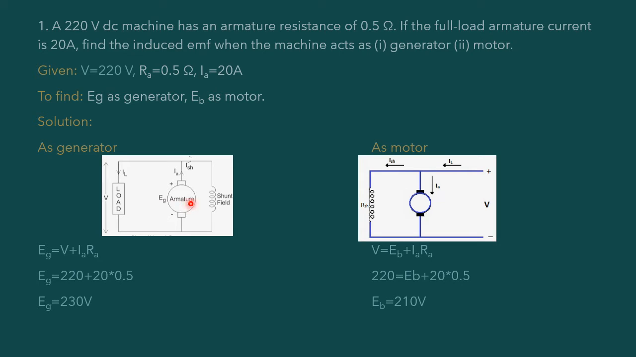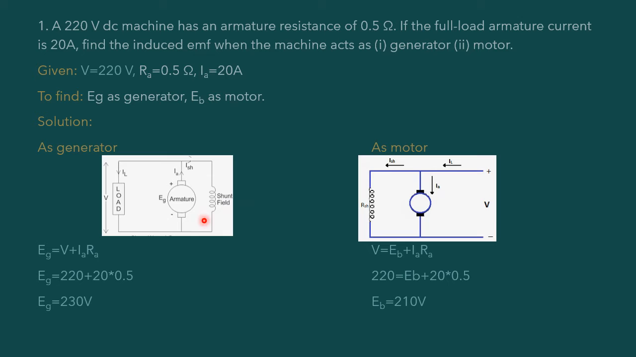Now what is the difference between these two diagrams? As a generator, the armature output is electrical. We are getting the electrical power from the armature only, so the direction should be like this. And now this current is divided into two, the load and the shunt field winding. So this is IA, ISH and IL. That is the important thing.